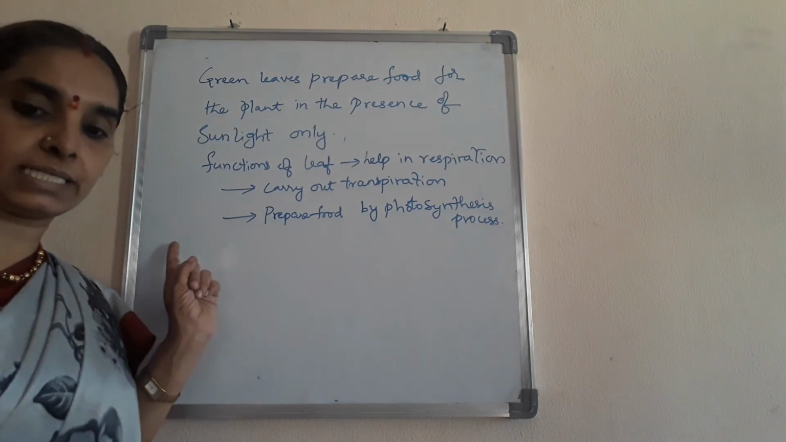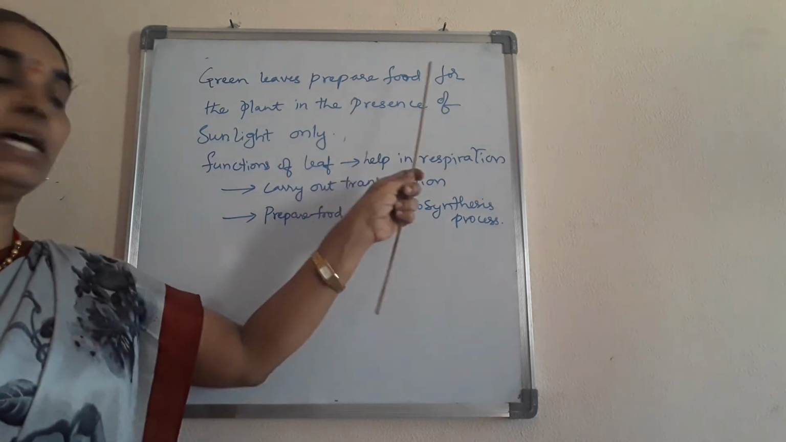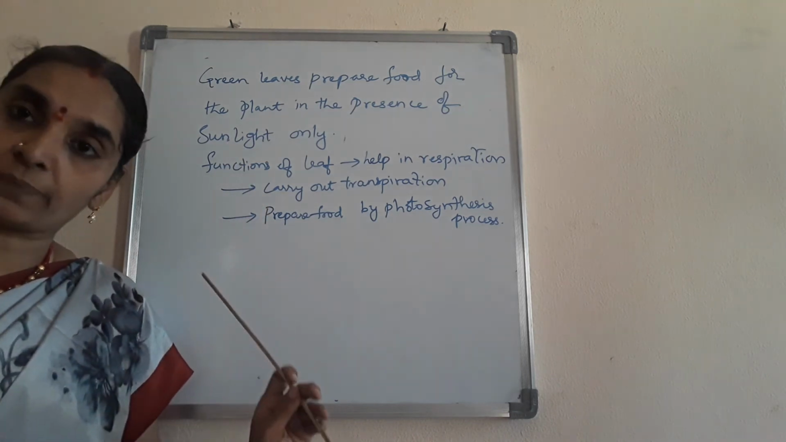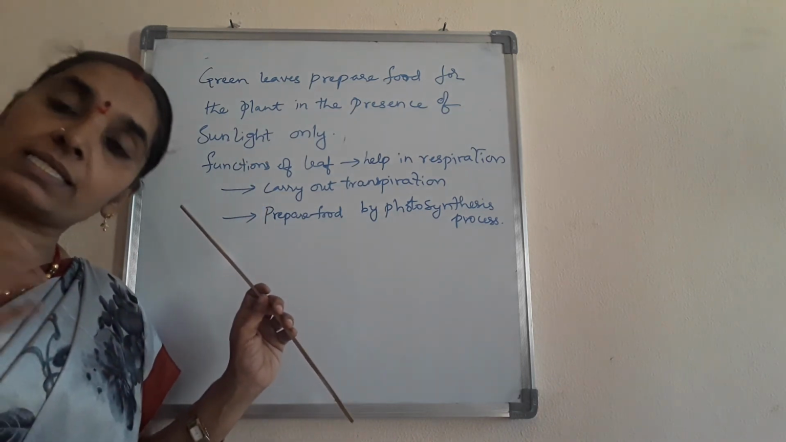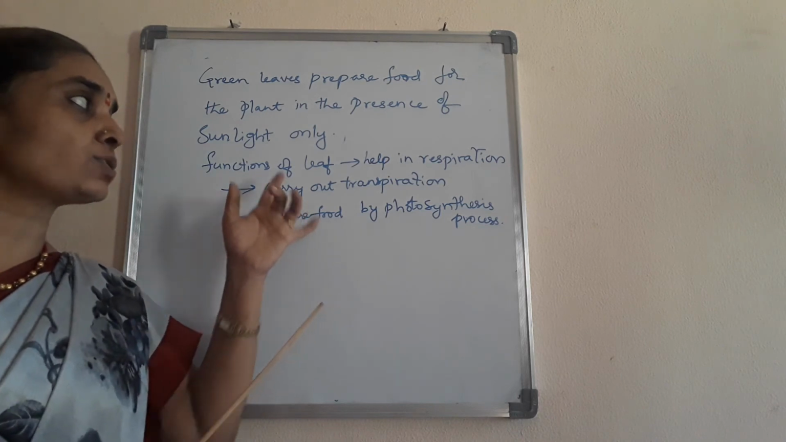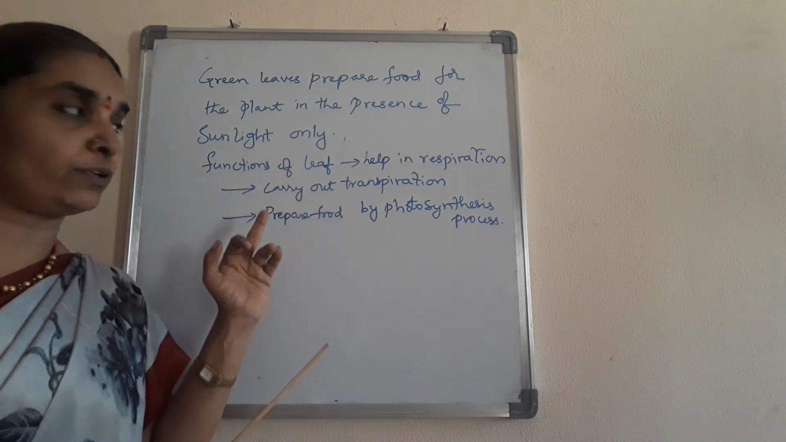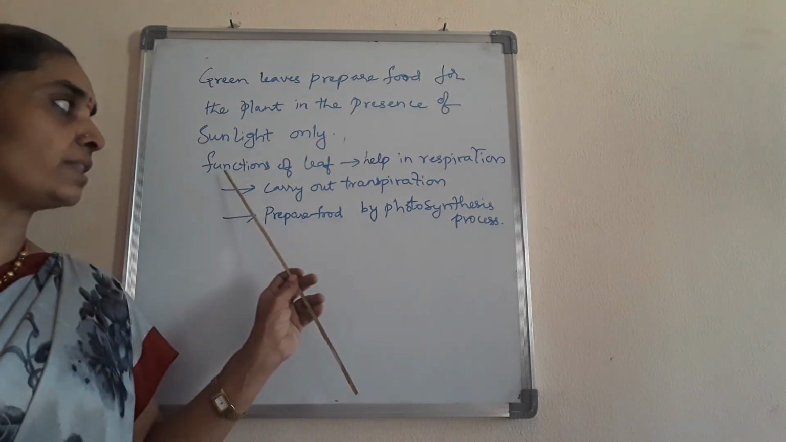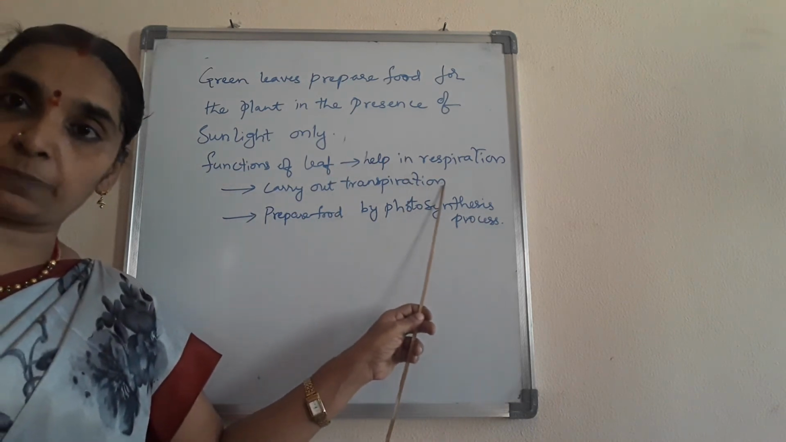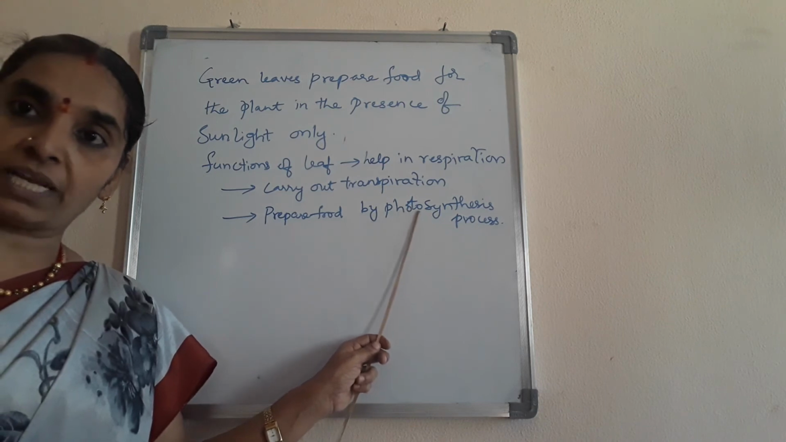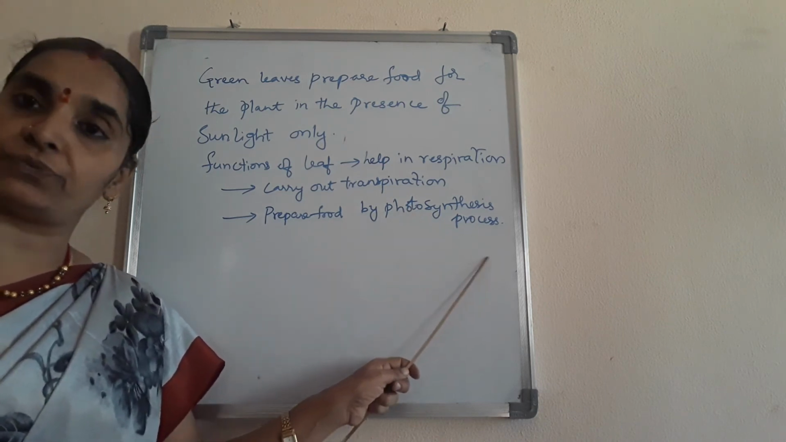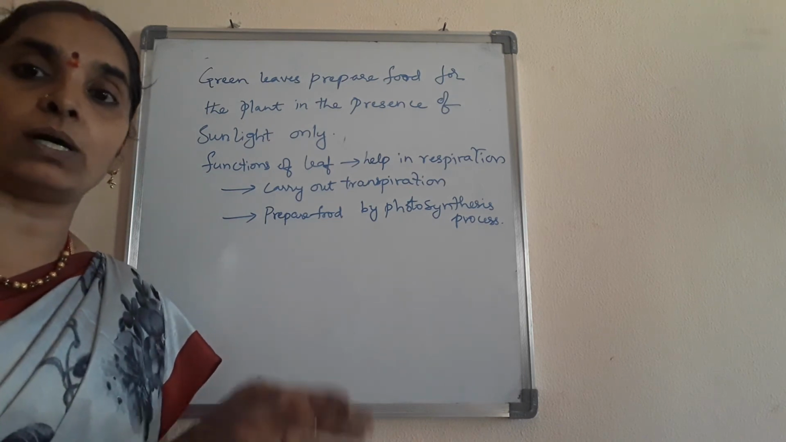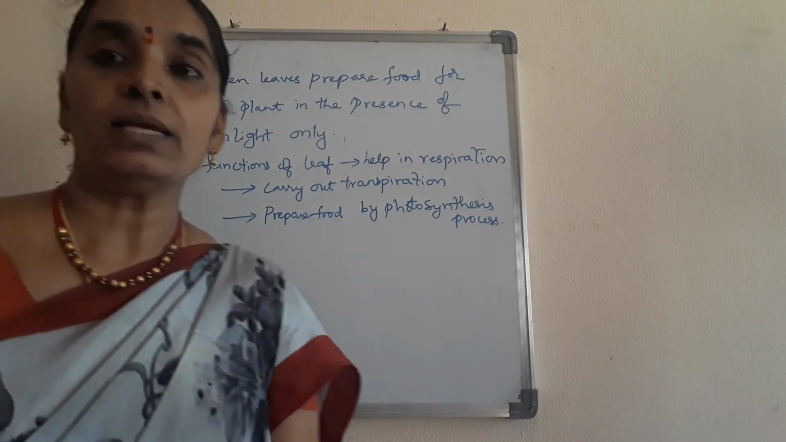So here children, see the board. Green leaves prepare food for the plant in the presence of sunlight by taking water from the soil, using the carbon dioxide from the air. That is the process called photosynthesis. So the functions of the leaves are, they help in respiration, they carry out the transpiration process and also prepare food for the plant by the process of photosynthesis. So this is about the functions of the leaves.